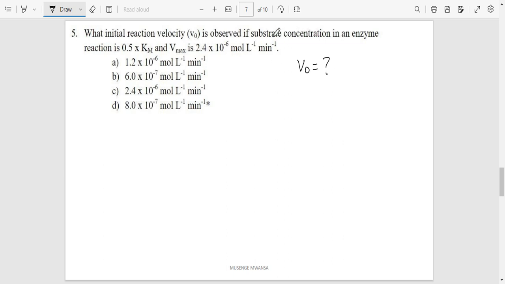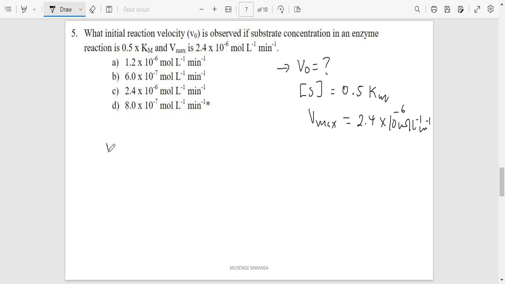What we've been given is substrate concentration in an enzyme reaction, and they've said it is 0.5 times Km, so that is basically 0.5 Km. And then we also have Vmax, which is the maximum velocity, and that has been given as 2.4 times 10 to the power negative 6 mole per liter per minute. Okay. Now, how do we find V0 from what we have here?